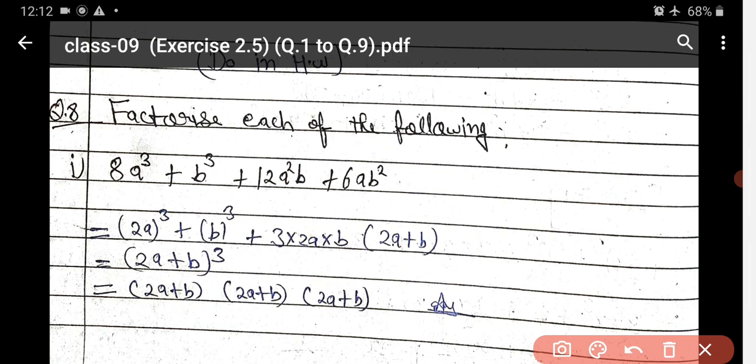So write here (a plus b) whole cube. Here a is 2a and b is b, that is whole cube. Whole cube means 3 times you have to write, and it is your answer. So from the question you have to make the whole cube, and the remaining part you write from the formula, and then write your answer.